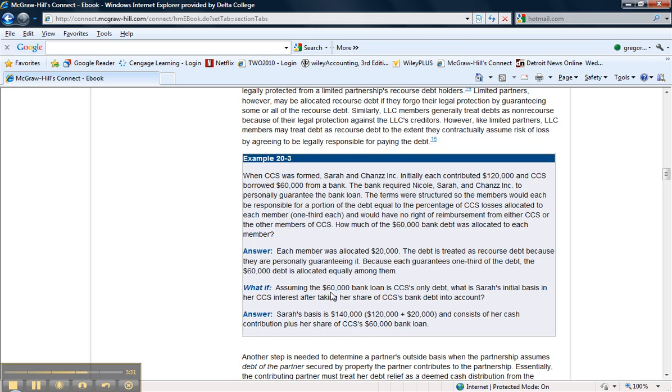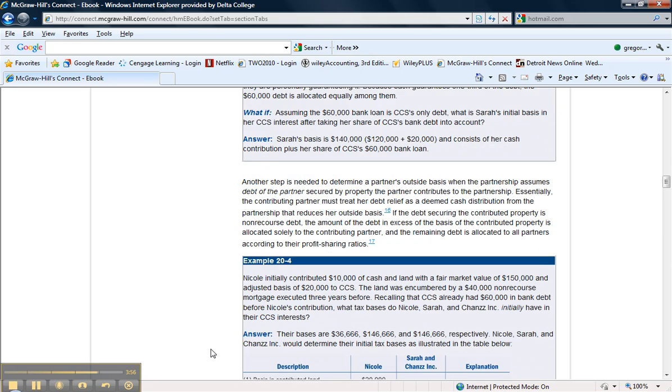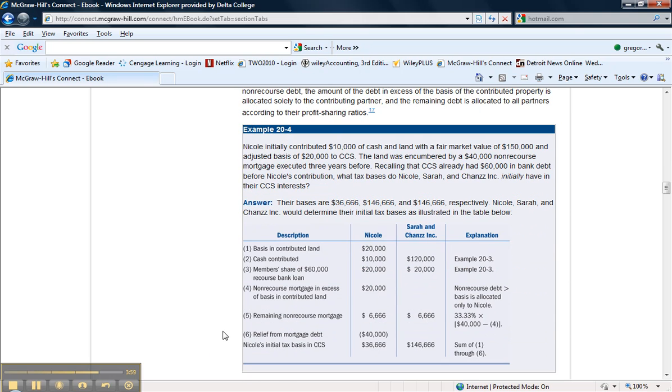For instance, assuming the 60 is the partnership's only debt, what is Sarah's initial basis in her interest after taking her share of the bank debt? Her basis would be 140, because she contributed cash of 120. That gives her basis, and her share of the bank debt gives her more basis. So that would be her initial basis of 140. I'll continue in the next video.